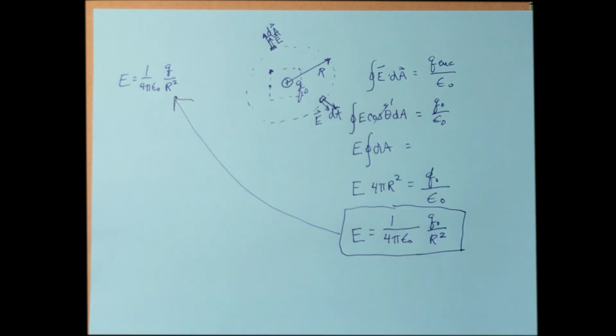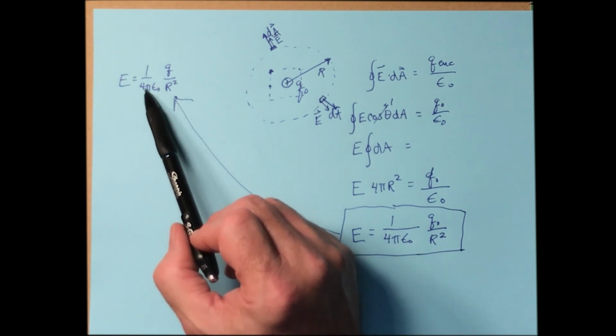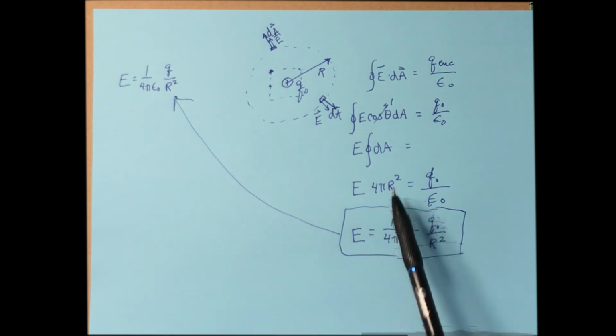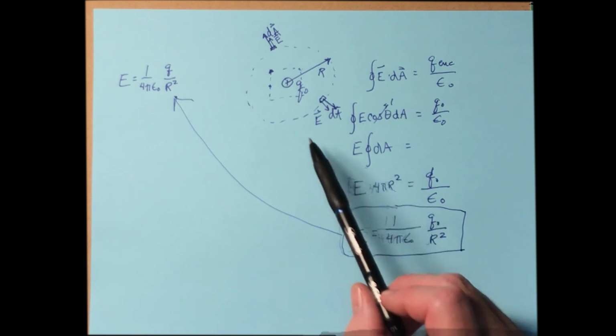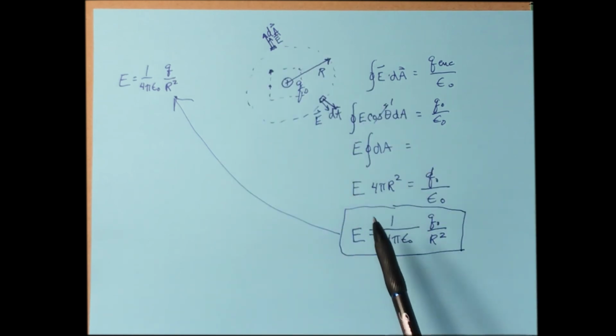So if you were wondering at some point, why is it 4 pi? Why is it 1 over 4 pi? Where did that come from? You can see where it came from. It came from Gauss's law, from the symmetry of Gauss's law when you choose a spherical symmetry around a point charge. So that's where it came from, the geometry.